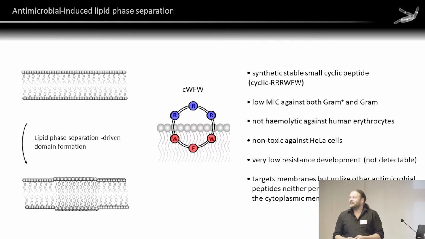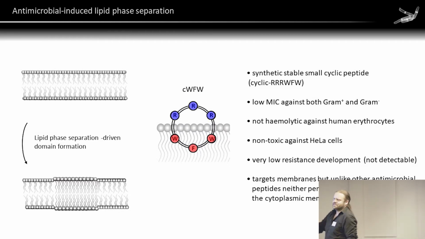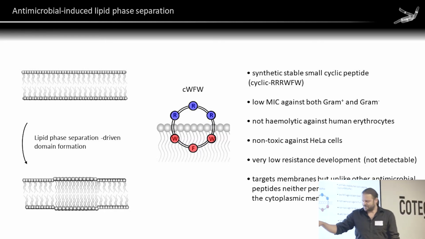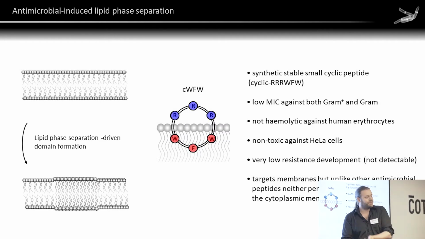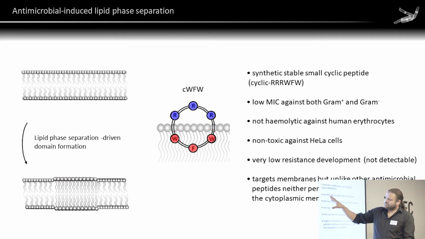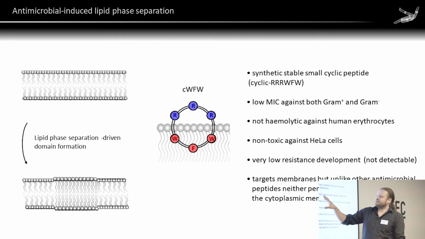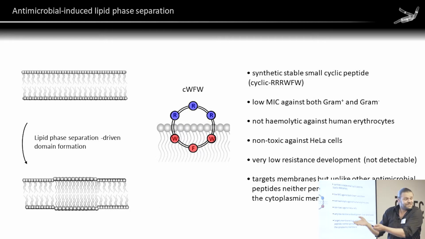So, at last, I want to introduce something that we have recently been working on, and this is antimicrobial induced lipid phase separation. So now we're talking about conceptually the same type of lipid domain formation as in the case of rafts. So we get areas of membrane that somehow adopt a different configuration. I'm keeping this relatively short, although this is a complex story, but this is a small cyclic cationic antimicrobial peptide that literally is 3 arginines and WFW. This is the whole thing.